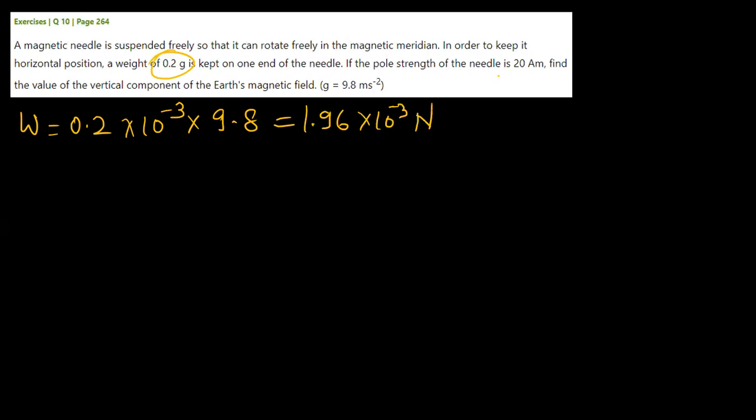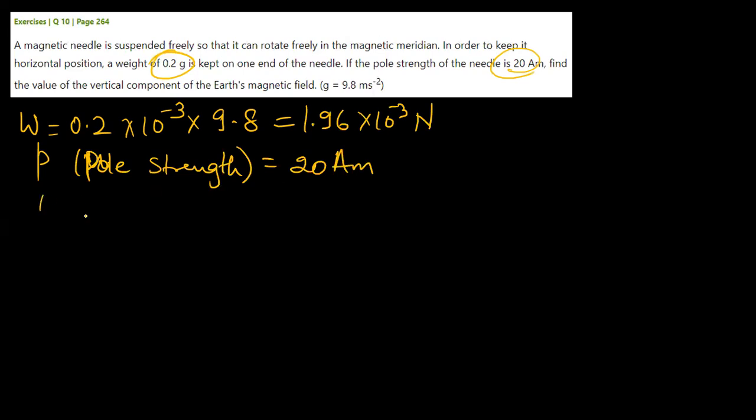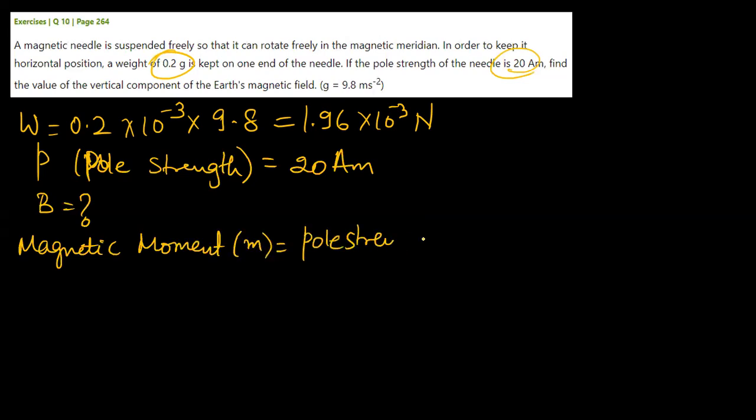kept on one end of the needle. If the pole strength of the needle is 20 ampere meter, pole strength is denoted by P, that is given by 20 ampere meter. Find the value of the vertical component of the magnetic field B. I am supposed to find the vertical component of the magnetic field. Whenever pole strength is given, there is a relation from the 11th standard textbook that we have learned: magnetic moment, small m, is pole strength P into 2L. 2L is the distance between the two poles of the magnet. I know this formula. Now we know this relation, right?